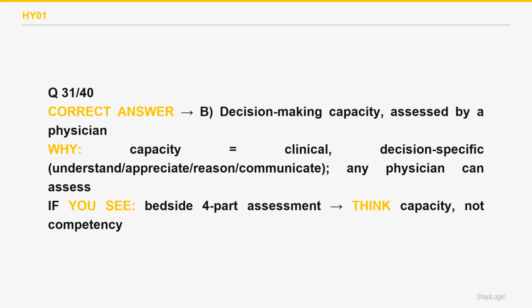Competency is a global legal determination made by a court, not the clinical judgment a physician performs here. Choice A, wrong. Capacity is assessed clinically at the bedside, not decided by a court. Court involvement is what defines competency and guardianship. Choice D, wrong. This bedside evaluation is an assessment of decision-making capacity by a physician.